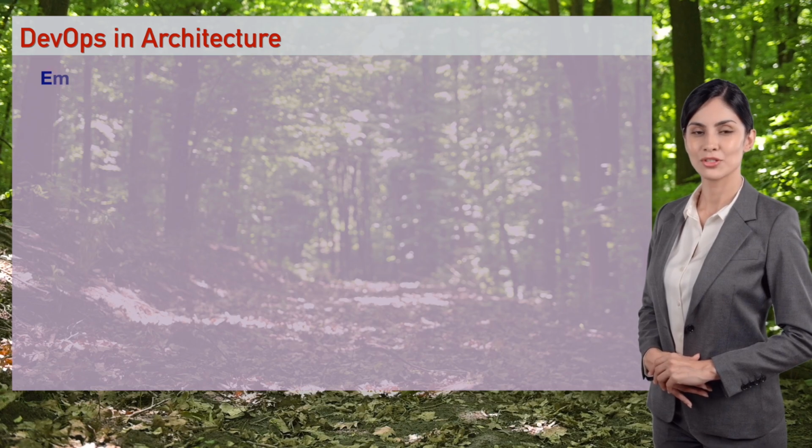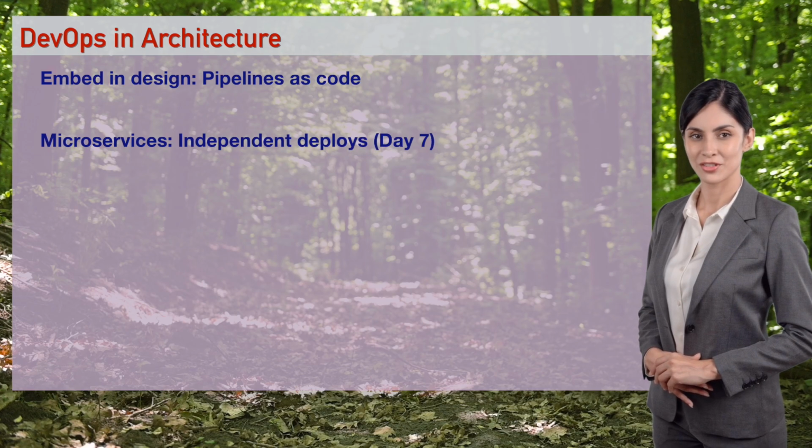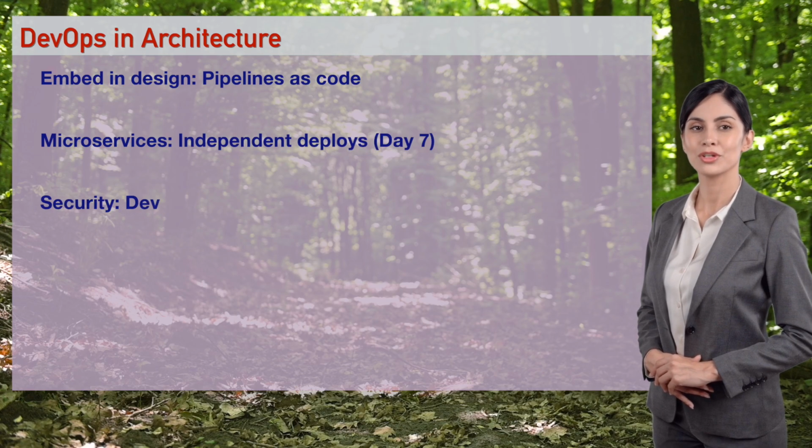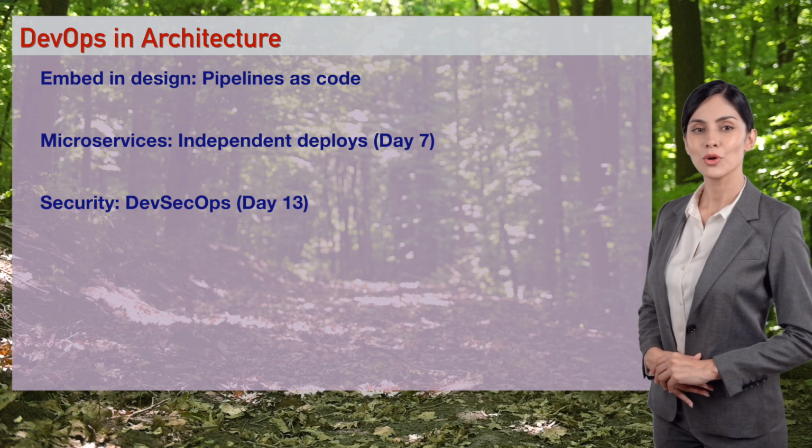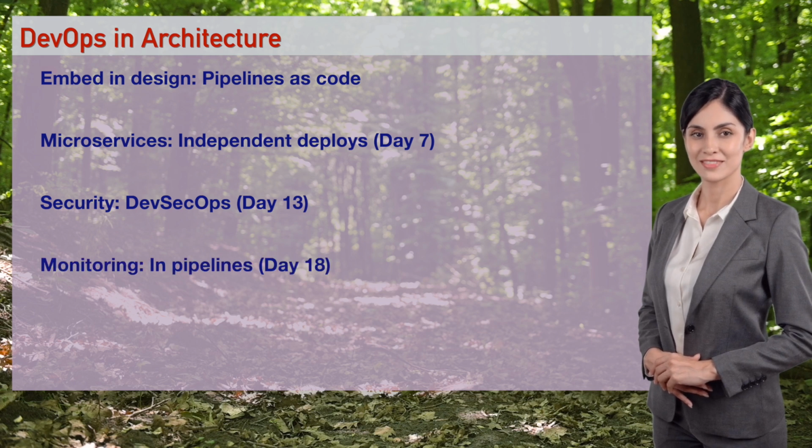DevOps in architecture. Embed it from design by treating pipelines as versioned code for reproducibility. In day 7 microservices, enable independent deploys per service for agility. Incorporate day 13 security as DevSecOps, scanning for vulnerabilities in builds. Integrate day 18 monitoring into pipelines for real-time feedback on deployment health.